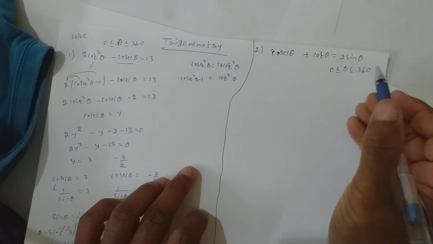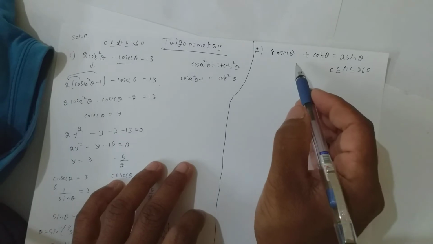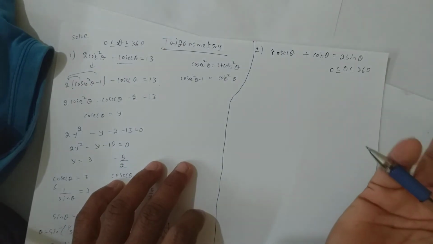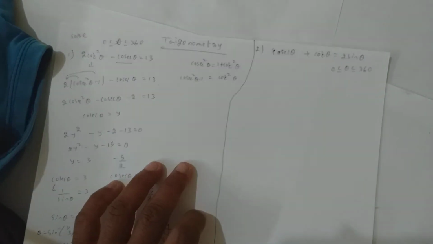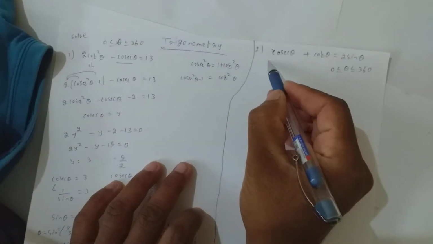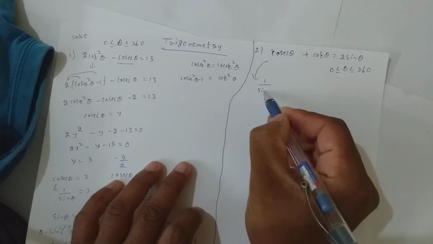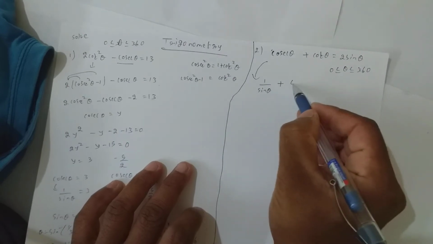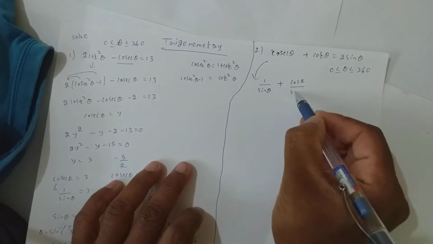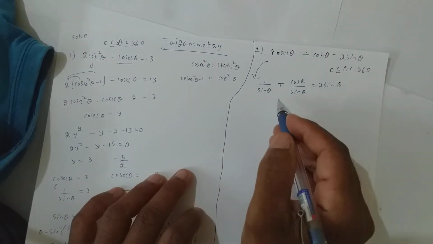Theta value you should get between 0 and 360. There are three different types of trigonometric ratios. It should have only one trigonometric ratio. First that I need to do. So cosecant can be changed to 1 by sin theta. And cot can be changed to cos theta by sin theta equal to 2 sin theta.